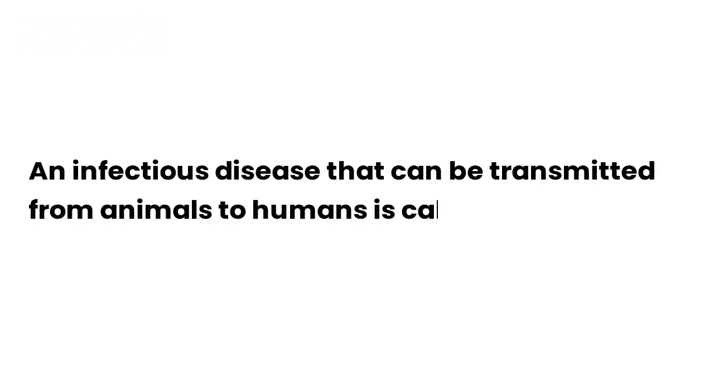8. An infectious disease that can be transmitted from animals to humans is called A. Epizootic. B. Enzootic. C. Epornithic. D. Zoonotic. Answer, D. Zoonotic.